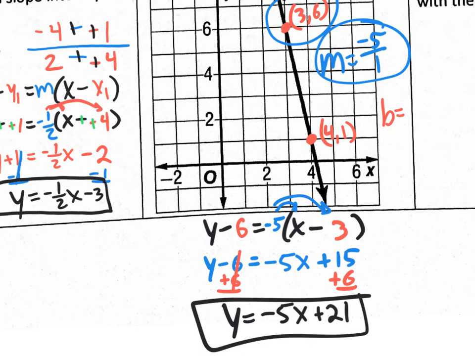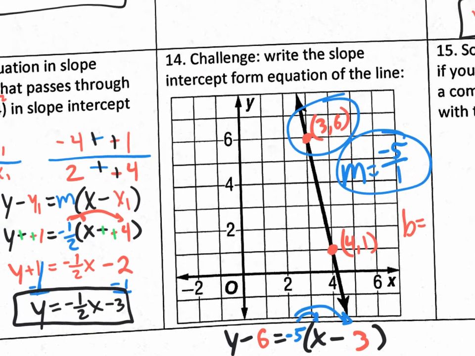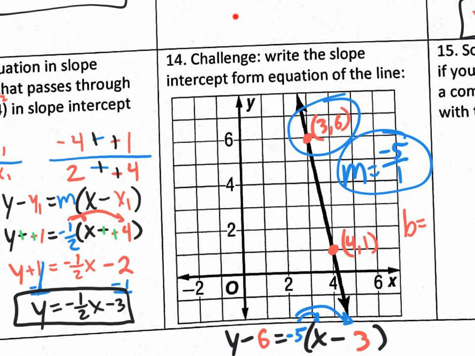Now this makes total sense because the slope is negative 5. It really does go down 5 over 1. And my y-intercept would be at positive 21. I mean, think about it. It would be at positive 21 way up here off the graph, which makes total sense.